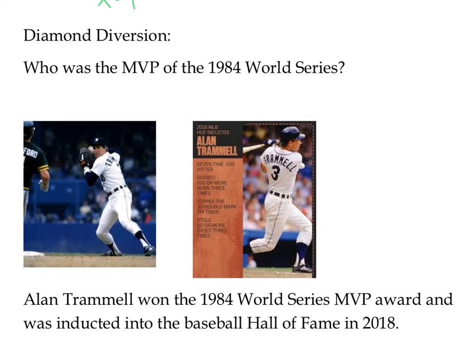Alan Trammell was a 6-time All-Star. He won 4 Gold Gloves, and he, along with Lou Whitaker, who was a second baseman, Alan Trammell played shortstop, they combined for the most double plays by a single shortstop second baseman combination in the history of professional baseball. And they also have the American League record for games played together as teammates. So Alan Trammell, a long-serving member of the Detroit Tigers, and a pretty accomplished one at that.